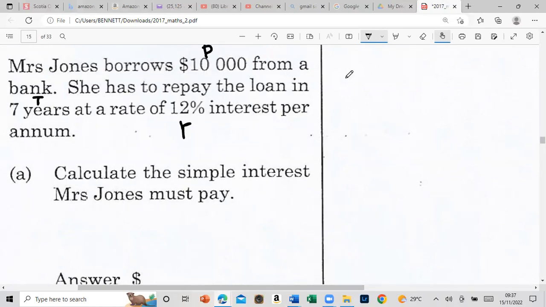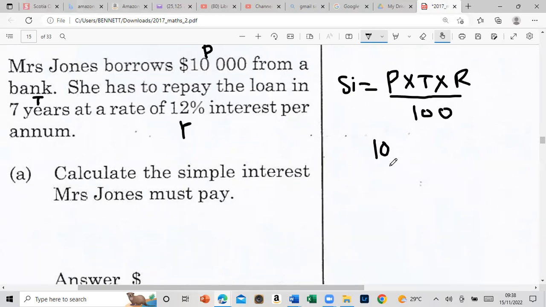Alright, so we calculate simple interest, it is very simple. It's the principal, we are going to use P to represent, multiplied by the time, and the time is expressed in years. They give us in years. If they're giving us in months, we'd have to convert. Multiplied by the rate. And then from the rate, because it's a percent, we have 100.